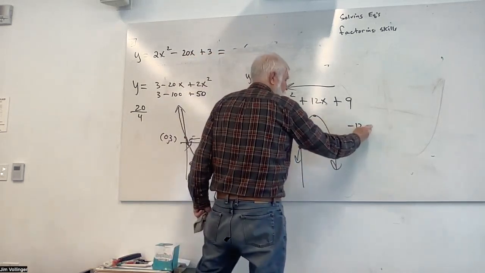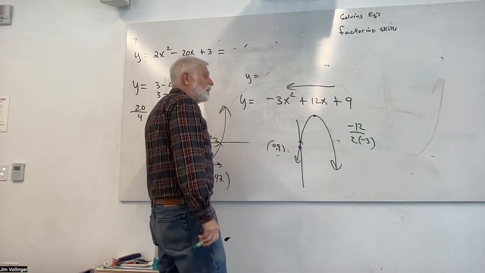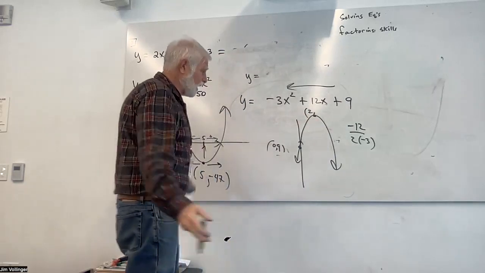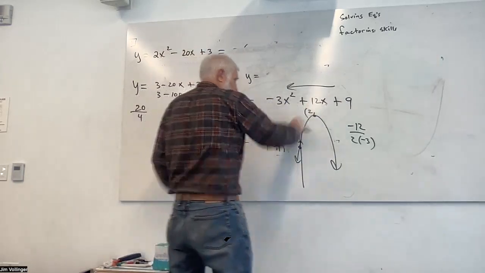Minus b over 2 times a. Negative into a negative is a positive. That sure looks like the number 2. Okay. How do I get the y value? I plug 2 in.